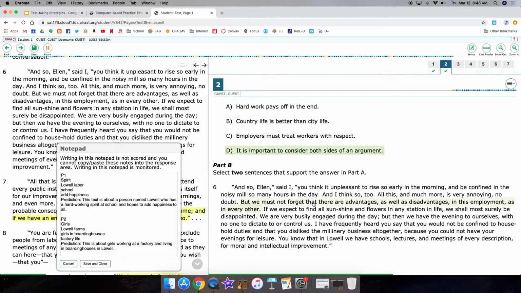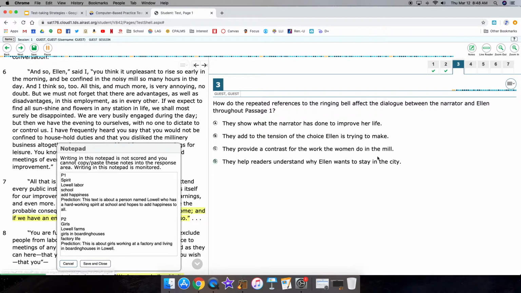This is the both sides of the argument, right? I really think it is. So I'm going to click that as my answer. Question 3. It's still about passage 1, so I'll do it.